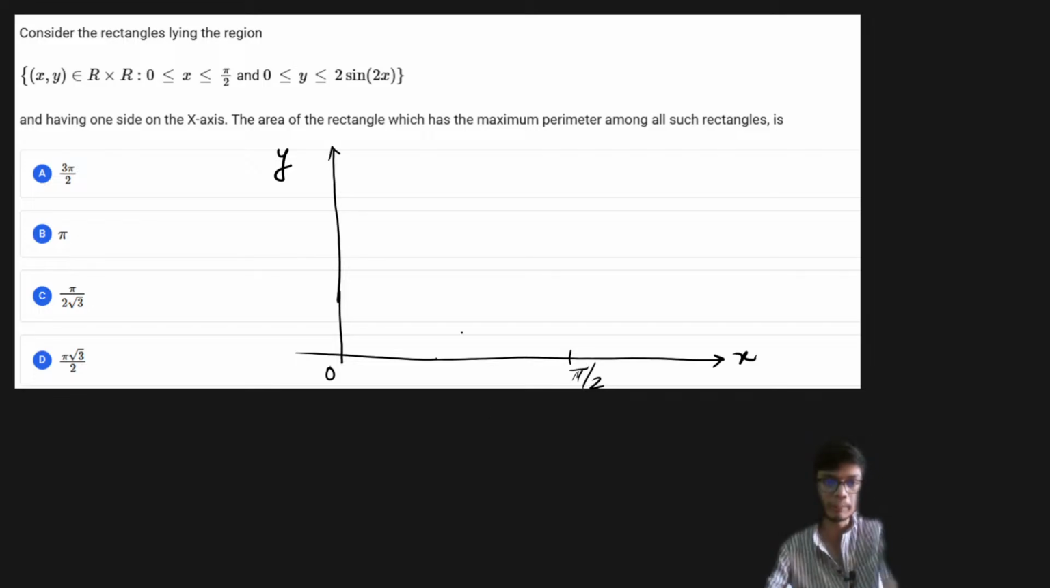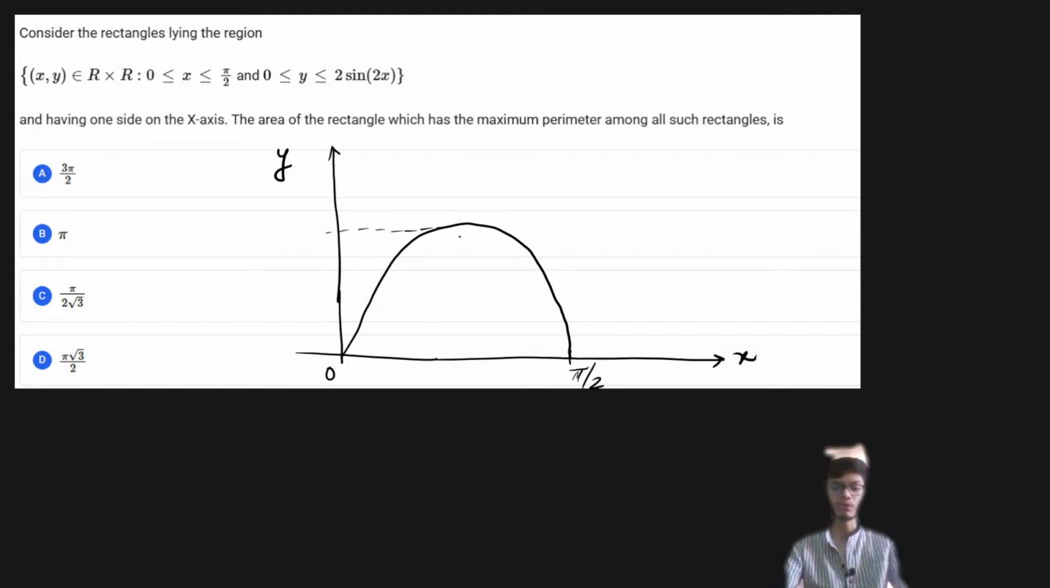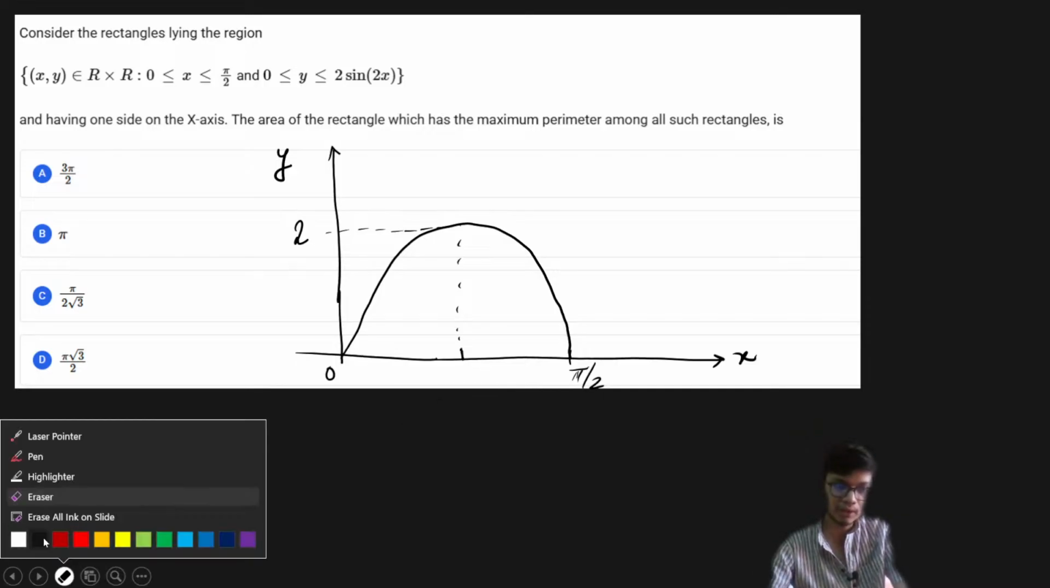So x is between 0 and pi by 2, and y lies between 0 and 2 times sine 2x. Since this is 2 times sine 2x, the graph will look like this. At pi by 2, the sine 2x value will again be equal to 0, and the maximum value will occur at pi upon 4, and that maximum value is equal to 2, because it is 2 times sine of 2x.